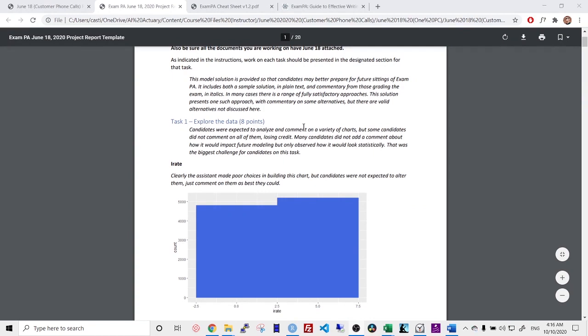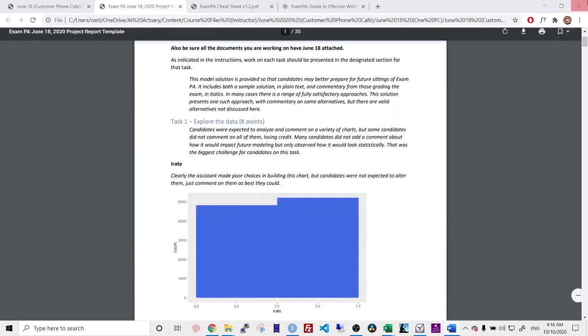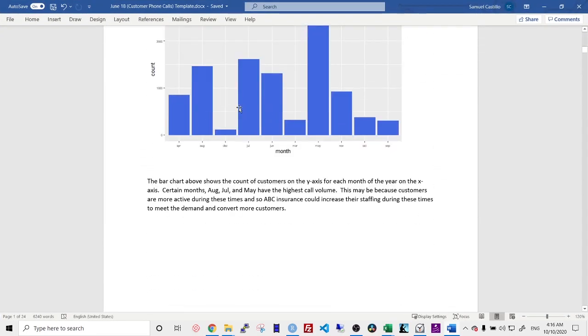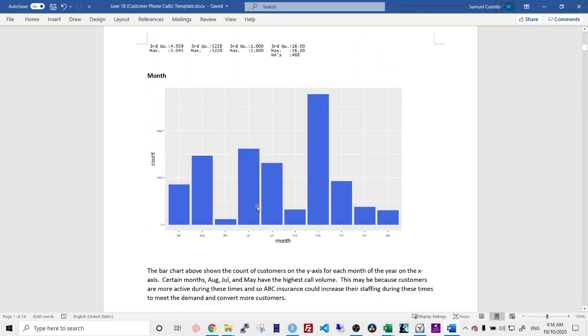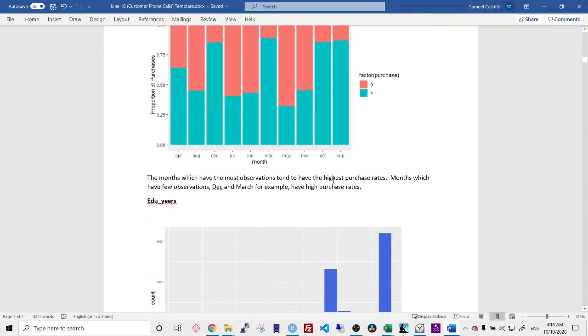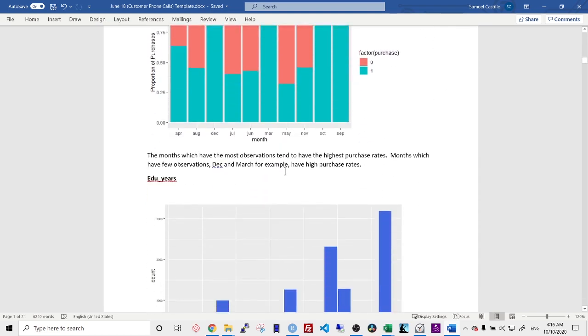Candidates were expected to analyze and comment on a variety of charts, but some candidates did not comment on all of them, losing credit. This is one thing that I failed to do on my first attempt. I did not include all of the graphs that were needed. You can see here for the purchases by month, I included this graph here, but I didn't comment on it. And I failed to notice there was a pattern. Months that have more observations have lower purchase rates, and vice versa. I failed to notice that, which is maybe something that's easy to miss.